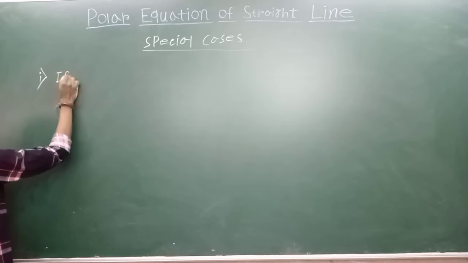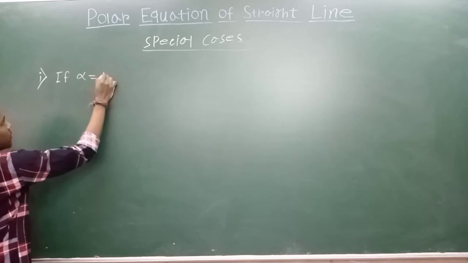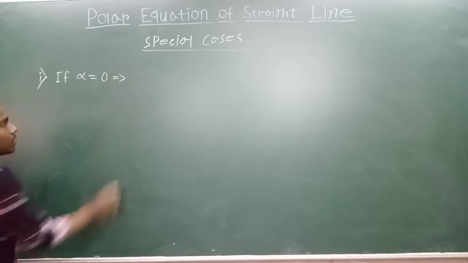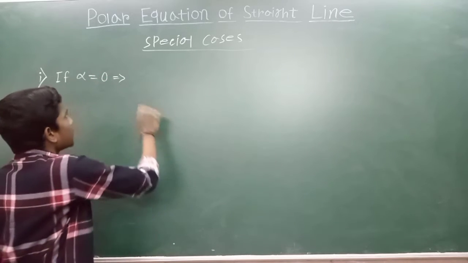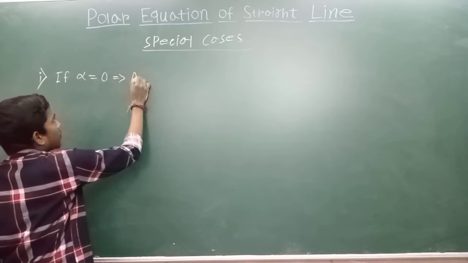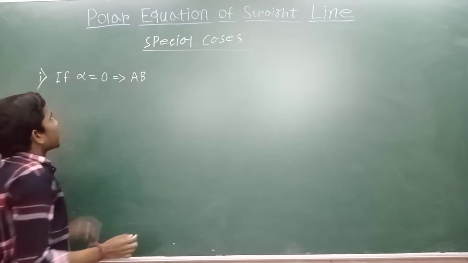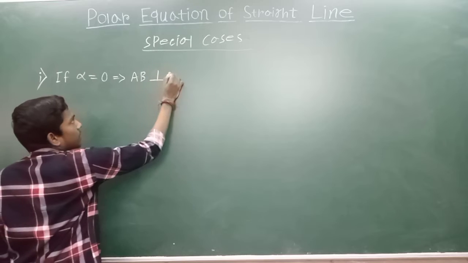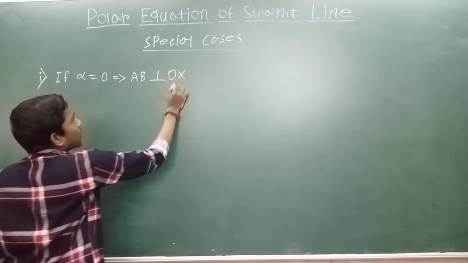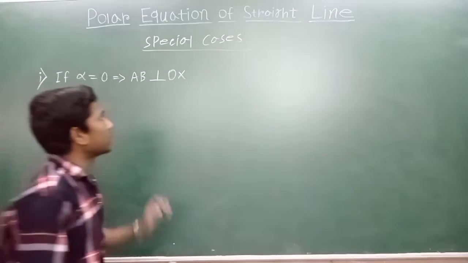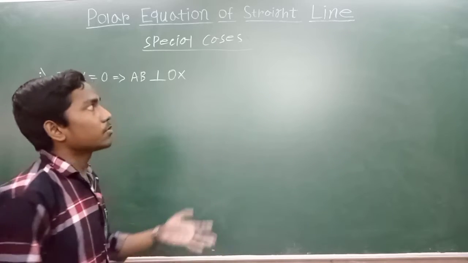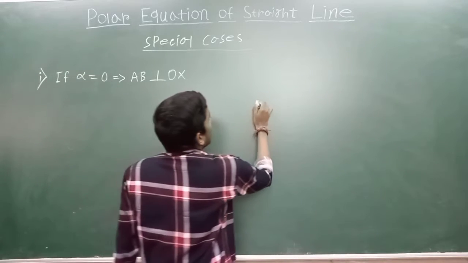If alpha is equal to 0, then the straight line AB will be perpendicular to the initial line OX. Okay, if alpha is equal to 0, then the straight line AB will be perpendicular to the initial line OX. How? You have to understand the geometrical interpretation also. You should understand because it will help you to remember the concept clearly.